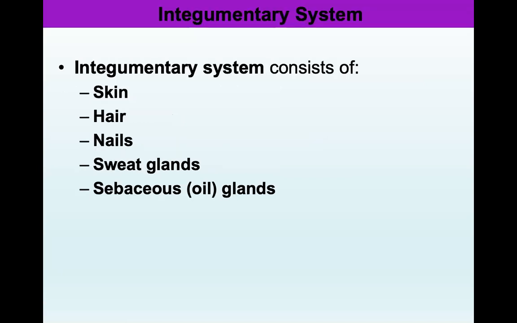So we already mentioned this. As part of the integumentary system, we have skin, hair, nails, sweat glands, and oil glands, which are also known as the sebaceous glands. And as we go through this PowerPoint, I also note that there are two main categories of sweat glands. They're called eccrine sweat glands and apocrine sweat glands, which literally produce two different types of sweat.